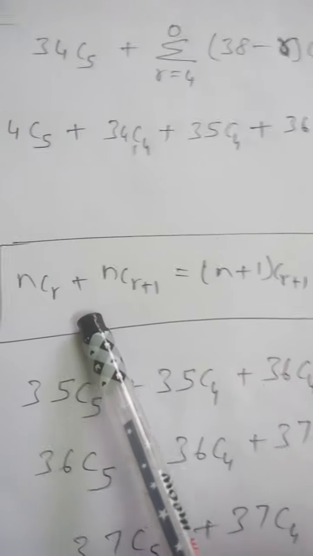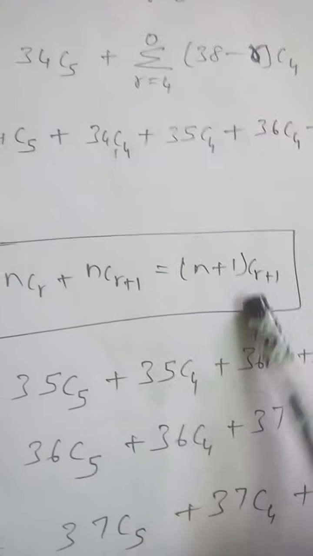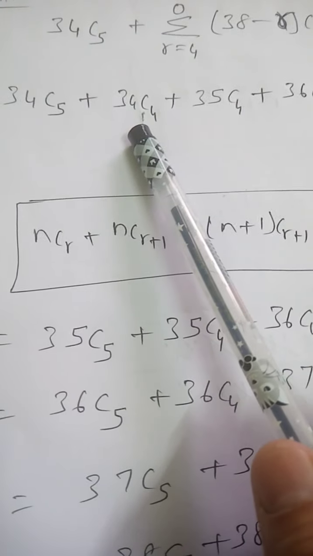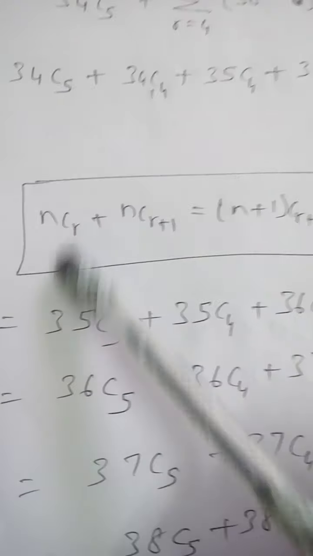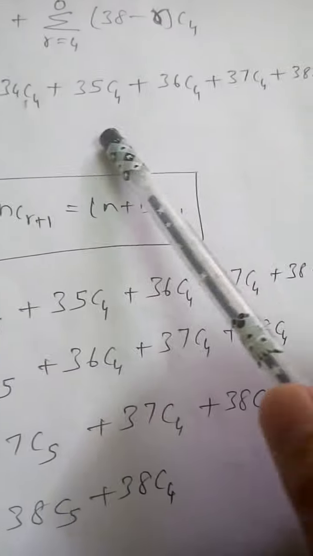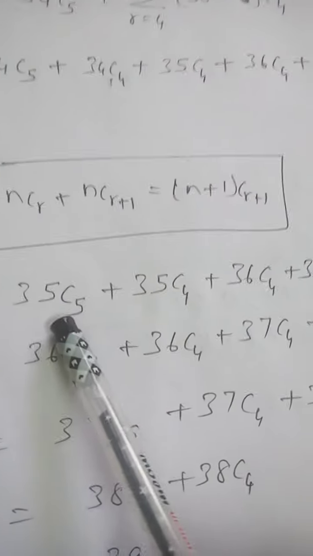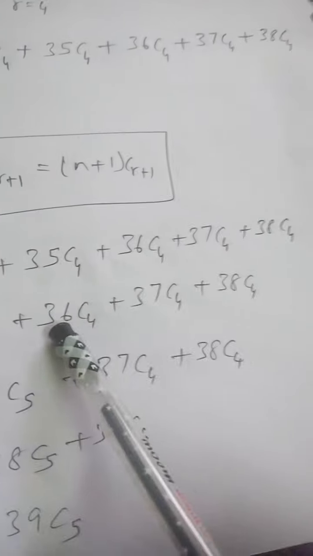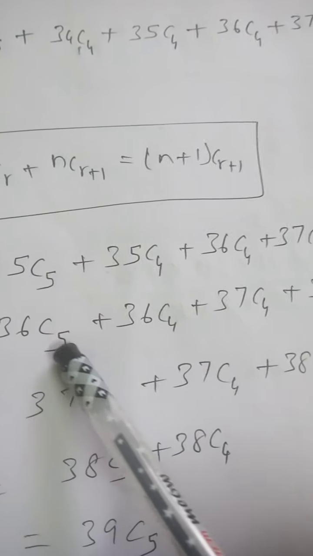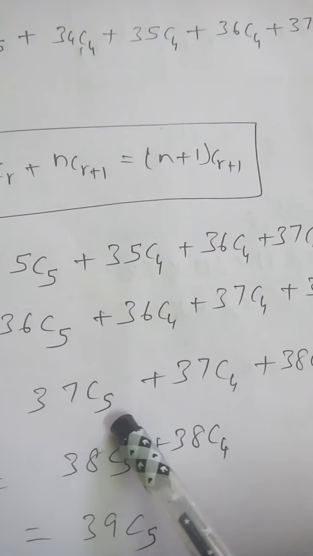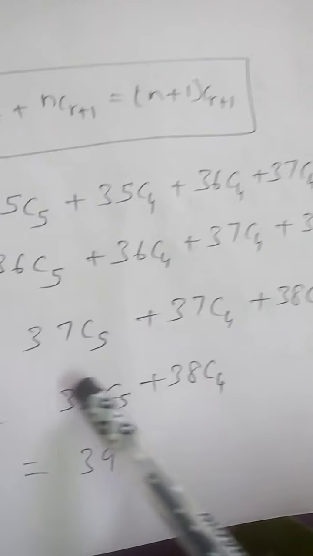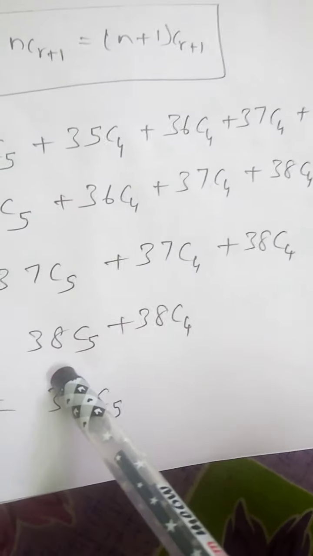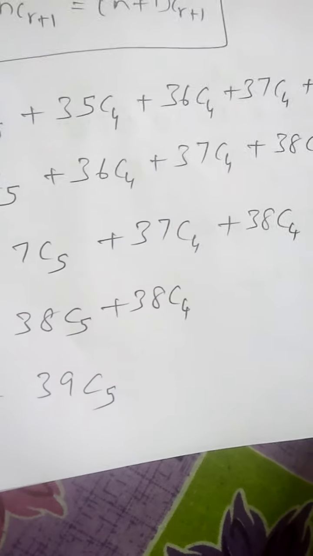We know the formula NCR plus NCR plus 1 can be written as N plus 1 CR plus 1. So 34C5 plus 34C4 means 35C5, plus 35C4 as it is. Again 35C5 plus 35C4 is 36C5, and 36C4 is as it is. Then 36C5 plus 36C4 is 37C5, and 37C4 is as it is. Then 38C5 plus 38C4 is 39C5.